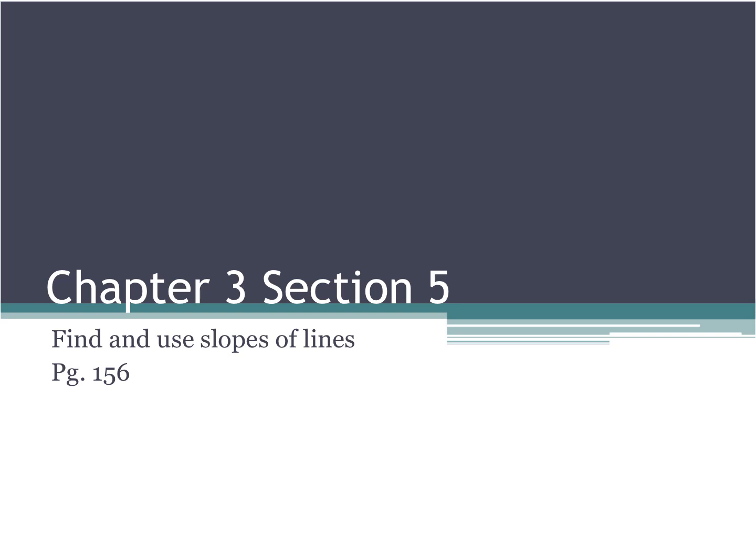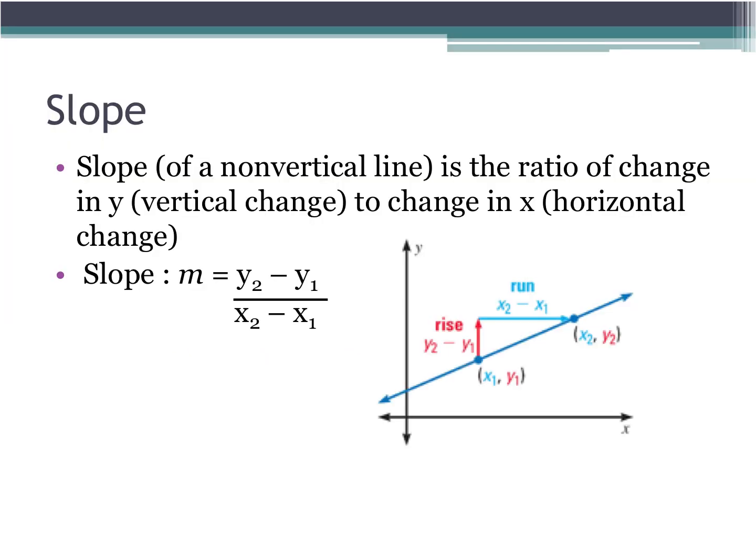Hi guys, today we're going over chapter 3 section 5, find and use slope of lines. So the slope of a non-vertical line is the ratio of change in y, which is the vertical change, and the change in x, which is the horizontal change. You guys have most likely seen this formula quite a bit in algebra, but it's just time to remember it.